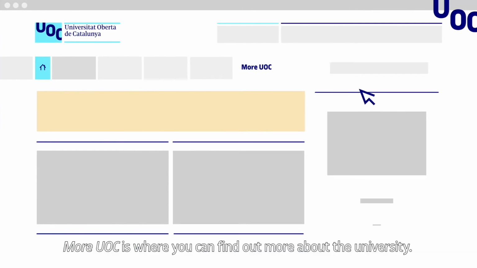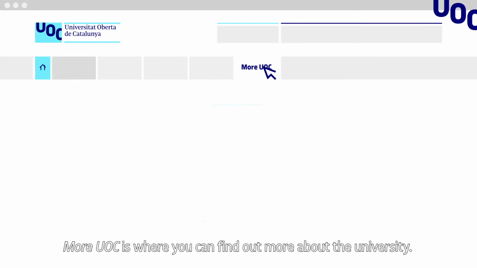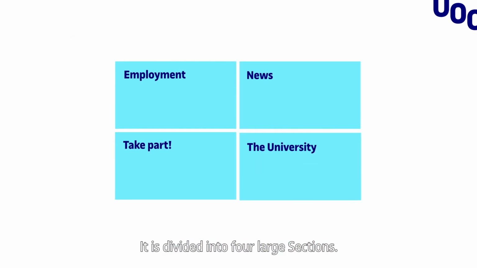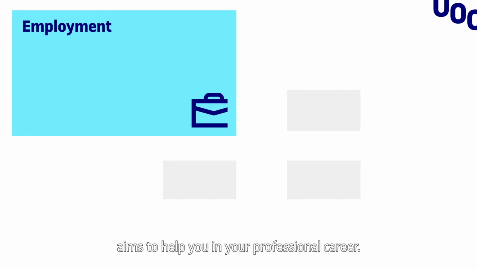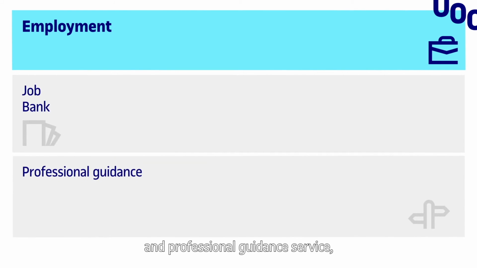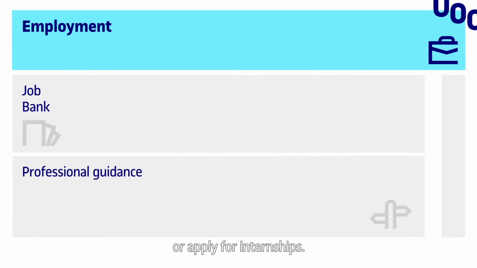More UOC. More UOC is where you can find out more about the university. It is divided into 4 large sections. The employment section aims to help you in your professional career. You can find the job bank and professional guidance service, or apply for internships.